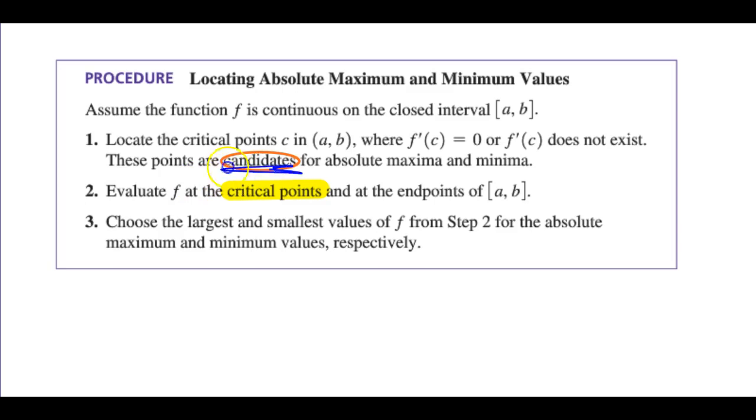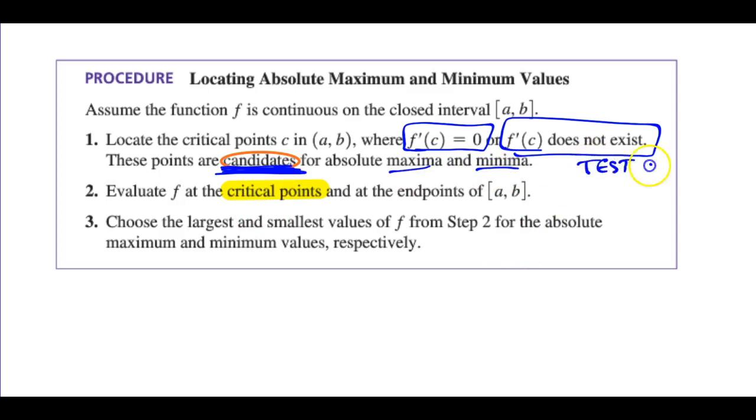So again, you're looking for just candidates where the first derivative is equal to 0 or the first derivative does not exist. These are possible maxes and mins. You've got to actually run a test to check to see for sure if it's a max or min.